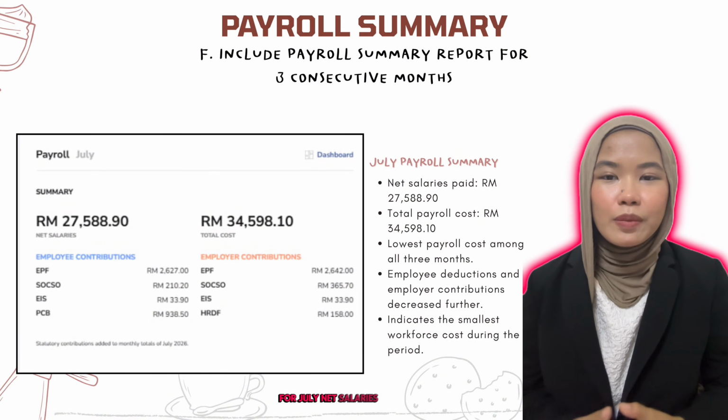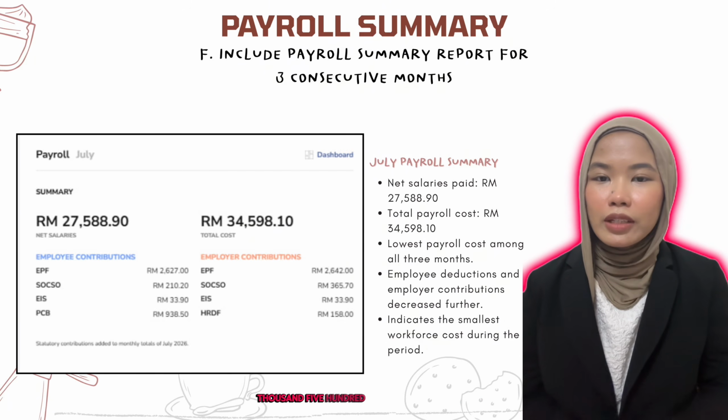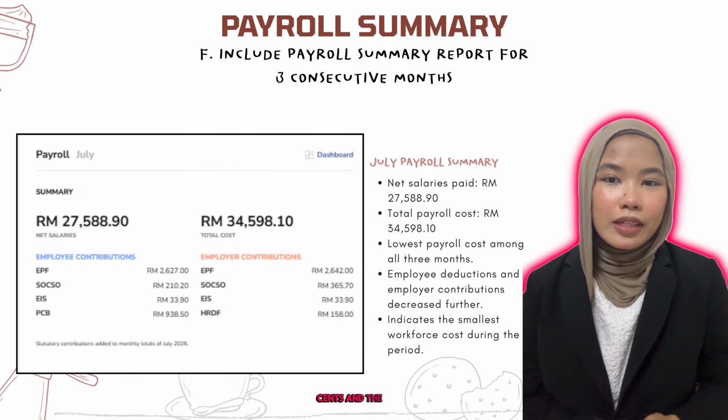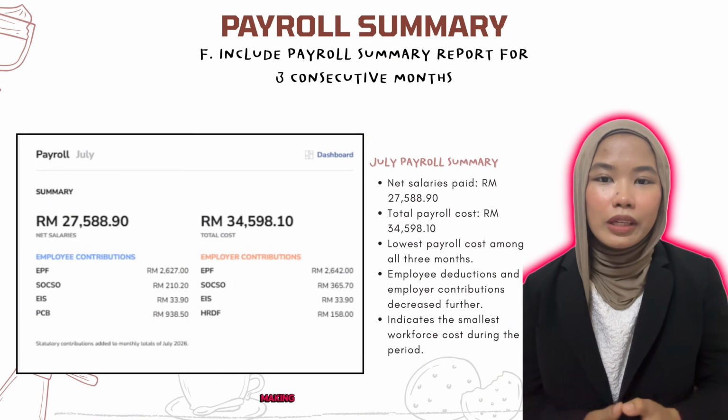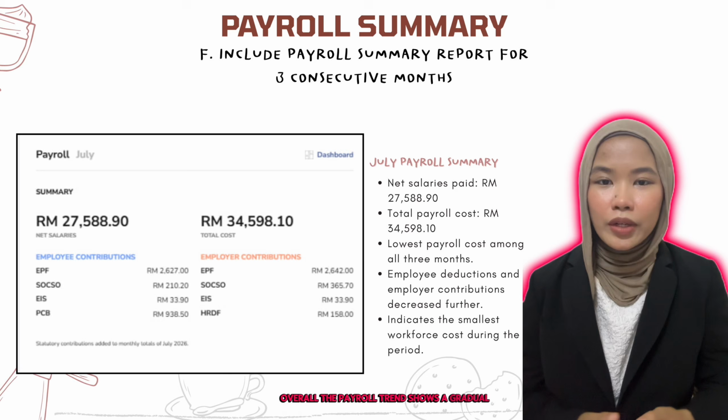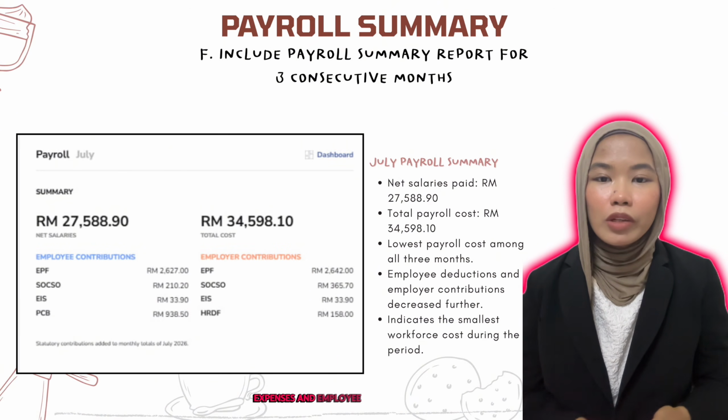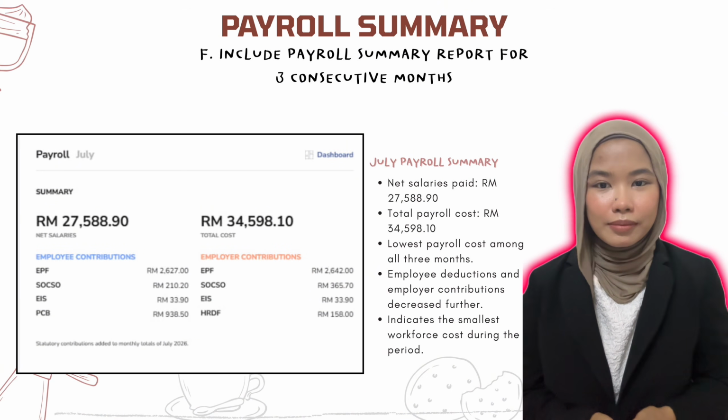For July, net salaries paid were 27,588 ringgit and 90 cents, and the total payroll cost was 34,598 ringgit and 10 cents, making it the lowest payroll cost during the period. Overall, the payroll trend shows a gradual decrease in salary expenses and employee contributions from May to July.